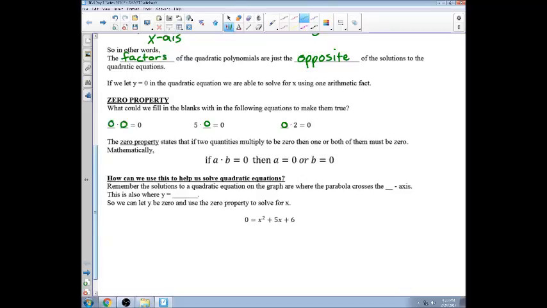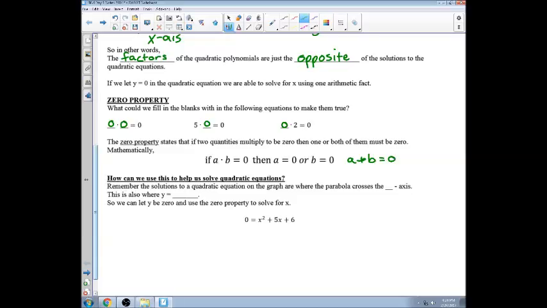So the zero product property, here it just says the zero property, states that if two quantities multiply to be 0, then one or both of them must be 0. So mathematically, if a times b equals 0, then a equals 0, or b equals 0, or a and b both equal 0, okay?